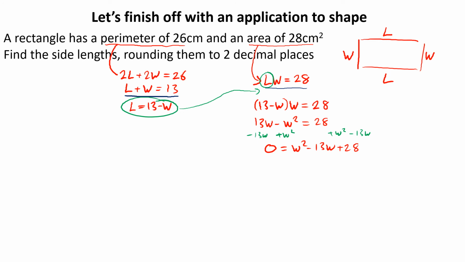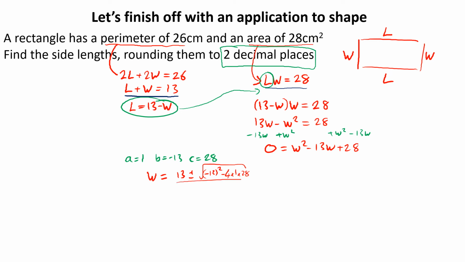So it's a quadratic formula deal, and we could also tell that because the question says give your answer to 2 decimal places. So let's apply our quadratic formula. We would have that A is equal to 1, that B is equal to minus 13, and that C is equal to 28, because that's what we've got. So we'd have that W is equal to 13 plus or minus the square root of minus 13 squared minus 4 times 1 times 28 all over 2 times 1. And so working out what that square root is gives us 57. W is 13 plus or minus the square root of 57 over 2.